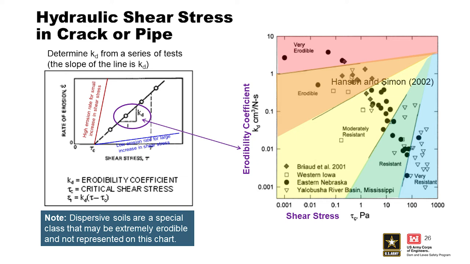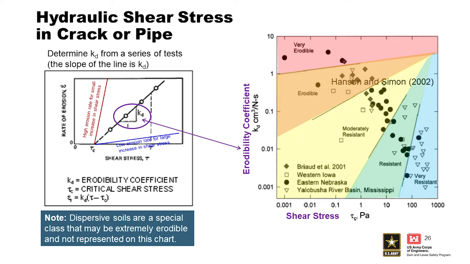There are correlations that have been drawn between erodibility and critical shear stress, and we use those as a means to classify the materials, the erodibility of materials from soil to rock. So it can be used for rock, but again, just like stream power and headcut erodibility index is mostly used for rock, this one's mostly used for soil.